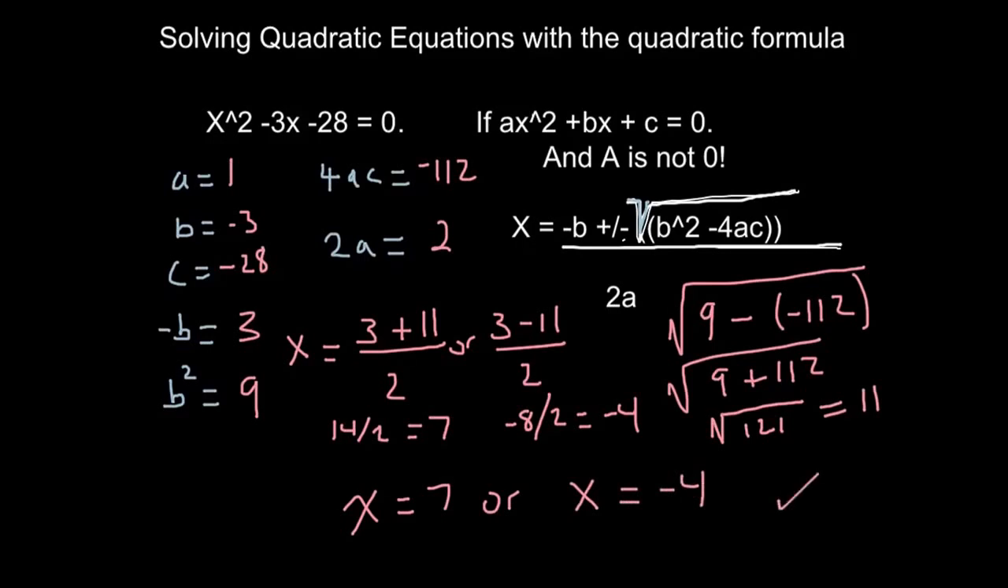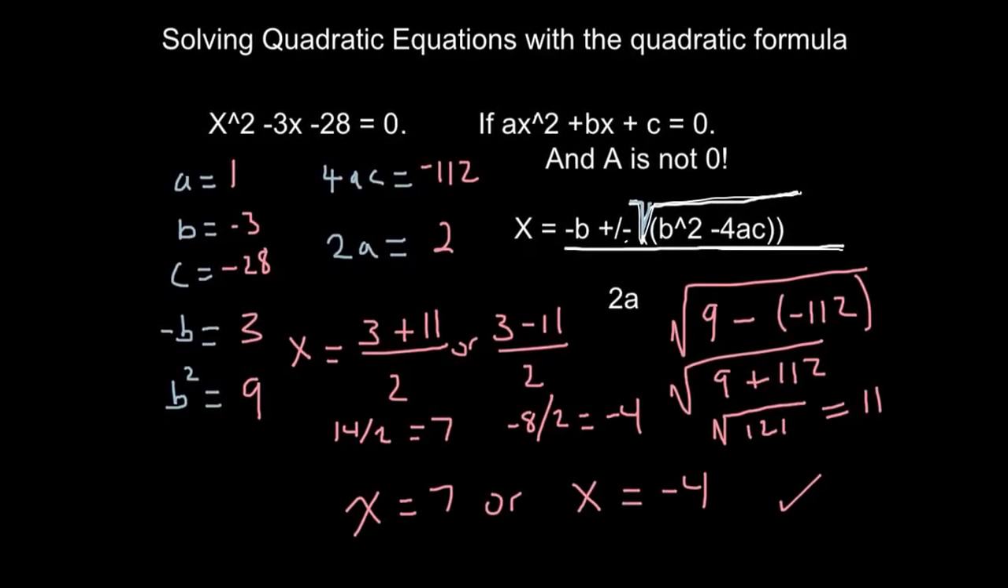You are done. If you want to know for sure that you're absolutely correct, you just take those two values, 7, plug it right up in there, negative 4, plug it right up in there. Should get it all equal to 0.